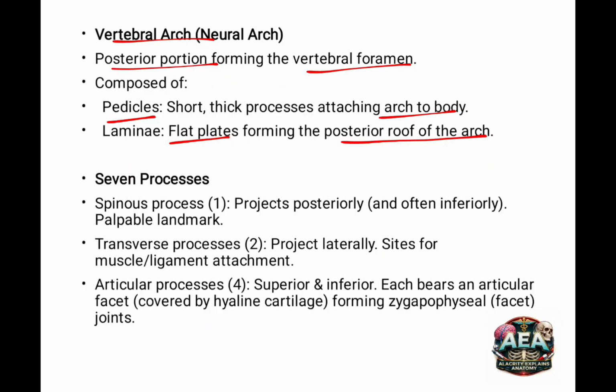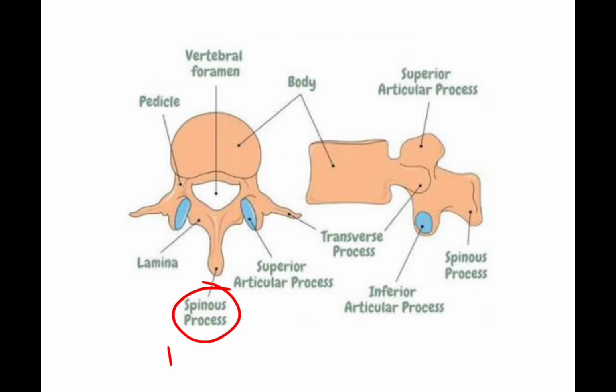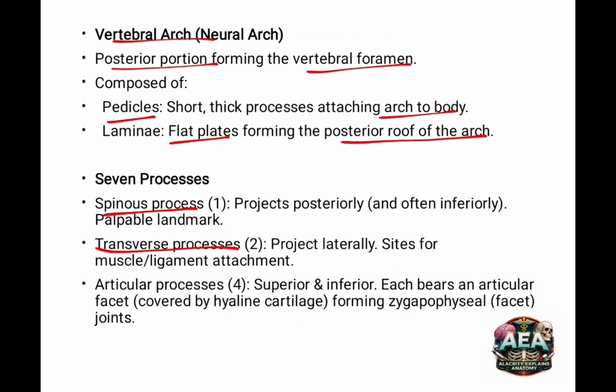So yes, we have 7 processes. We have the spinous process, which is just one. This is it. Let's do away with this so that we would have space. So we have the spinous process, which is that. We have the transverse processes, which are 2 and project laterally.